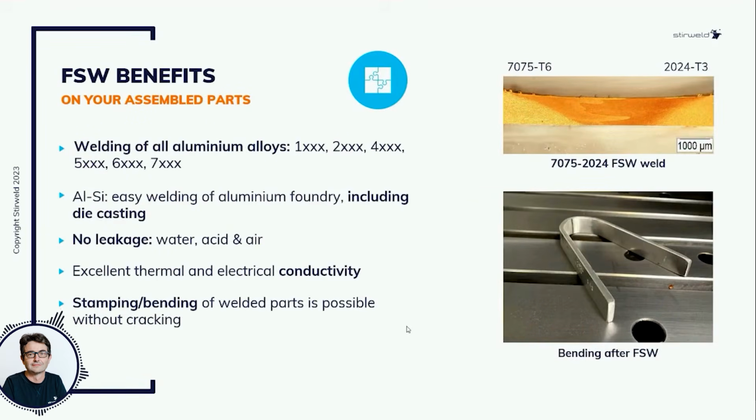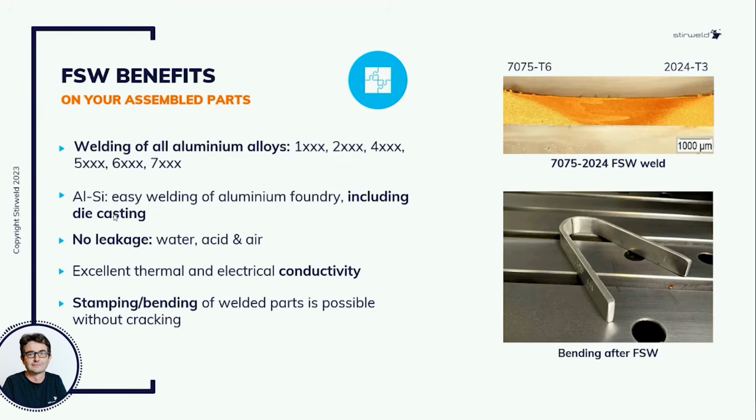Now, what are the benefits on the design of parts? The first point is we can weld any kind of aluminum alloy: 1000, 2000, 4000, 5000, 6000, 7000. Here is an example where we weld 7075 T6 with 2024 T3 using butt welding. That is totally forbidden by a liquid state welding process. And as you can see, we can do it easily by friction stir welding.